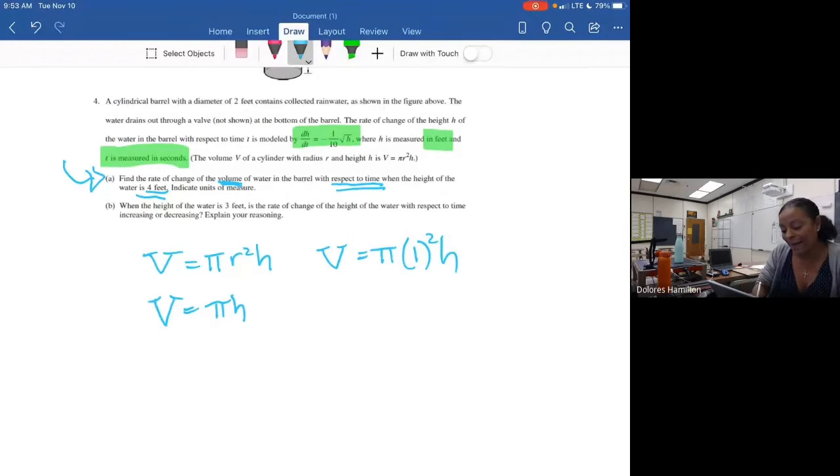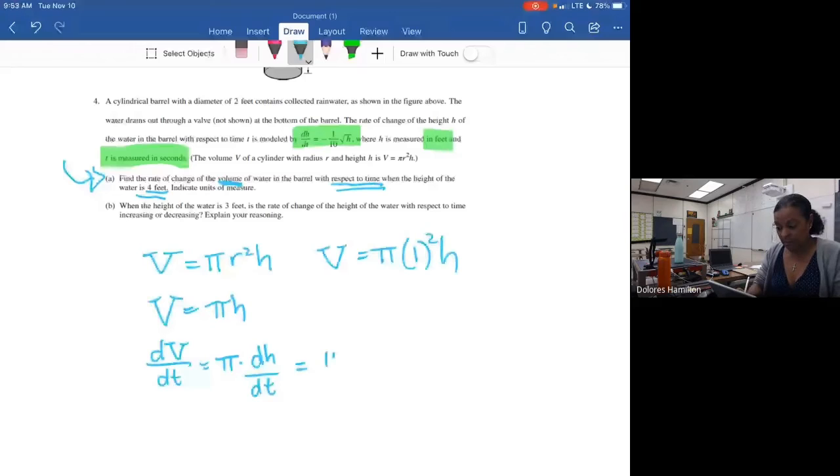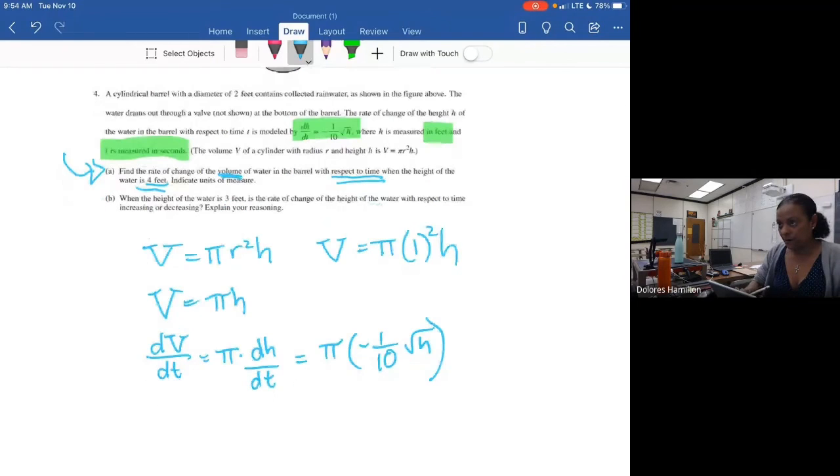So if I'm asked to find the derivative of V with respect to t, that means I am deriving all of those variables that aren't t implicitly. So that would leave us with pi times, what's the derivative of h with respect to t? dh dt. Right? Derivative of h is 1 times dh dt. So now we write that as pi times, what is dh dt? Oh, it's -1/10 times root h. And what did they tell us our h was? 4. So, sorry, I had to move up to C.